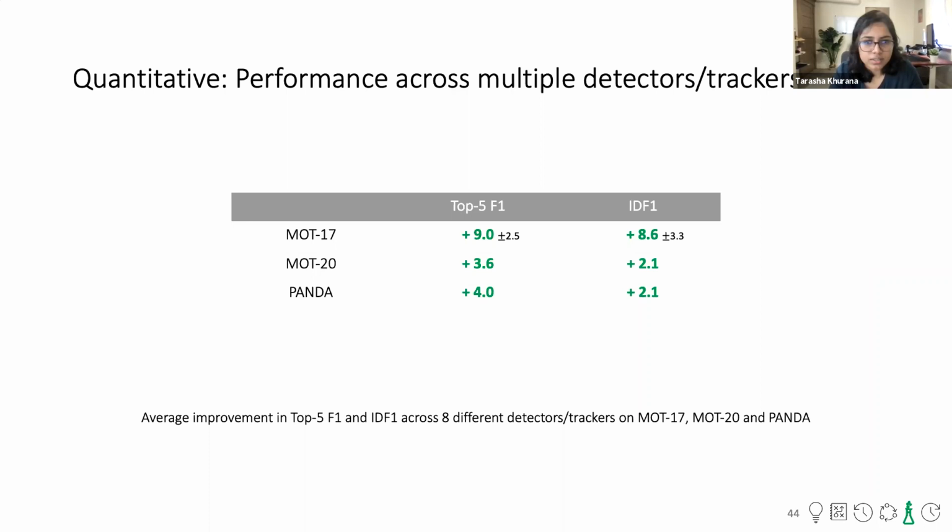And for Panda, this is 4% and 2.1%. Note that we tune our parameters on the MOT 17 train set for the Faster RCNN set of detections, and we use these parameters only across all other detectors, trackers, and across all the data sets we use. So basically, we can do this because our approach can be used as a plug and play module on top of any detector or tracker.